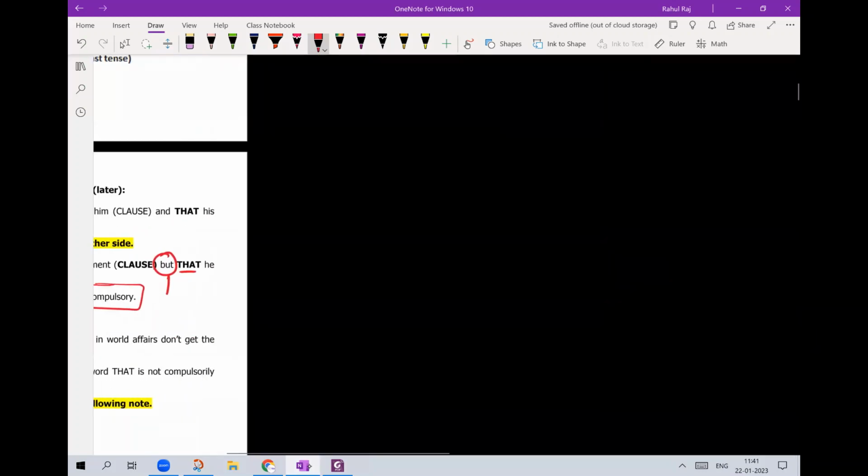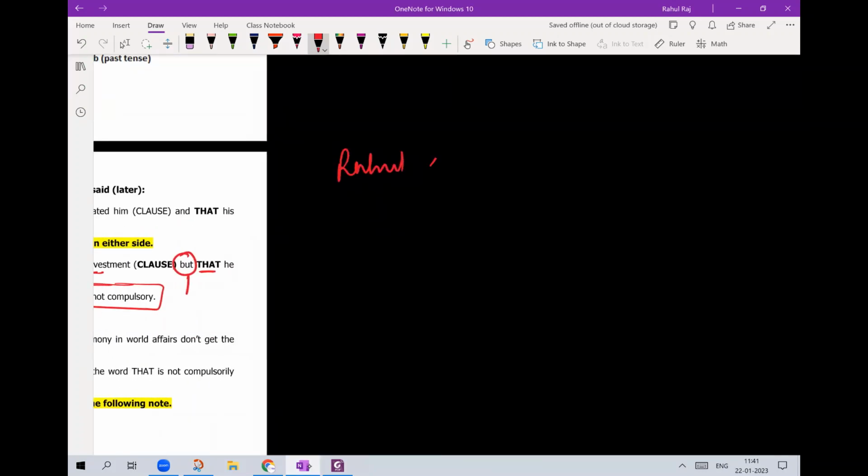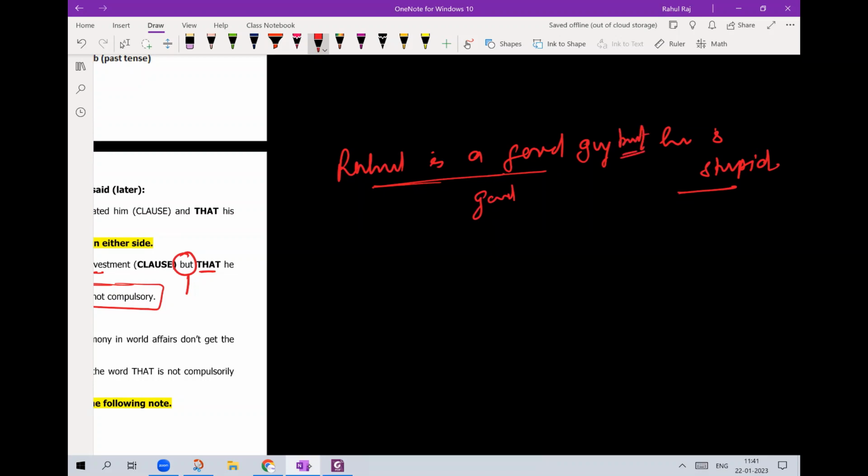If you write a sentence, Rahul is a good guy and he is a stupid guy, do you think this is the right sentence? Yes or no? Please tell. Anyone? Gauri, Savneet, Akansha? No, it's contrasting. There should be a but here. Absolutely. Because you are trying to write a contrast. You are trying to say something good about someone and then something bad about someone. You can't use and, you have to use a contrast word, but, for sure.